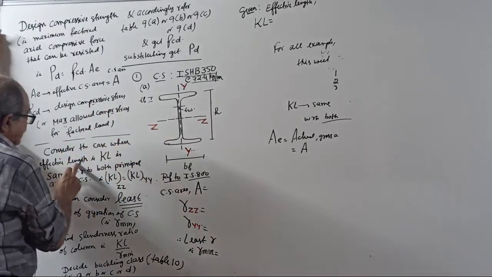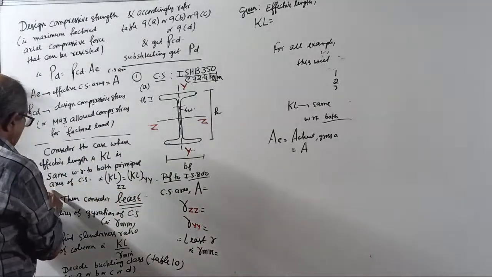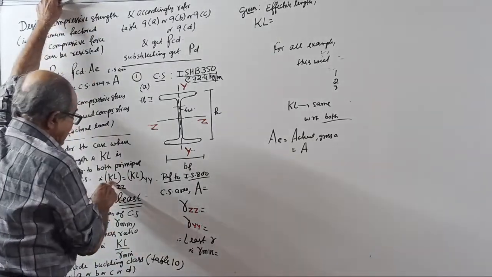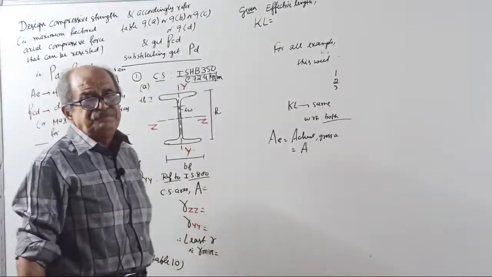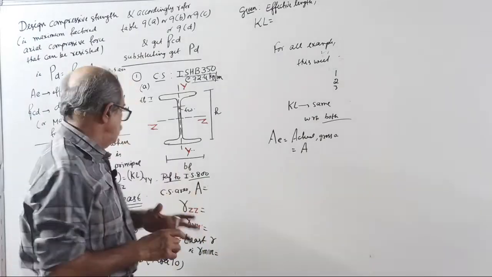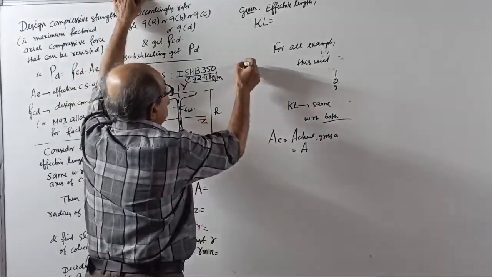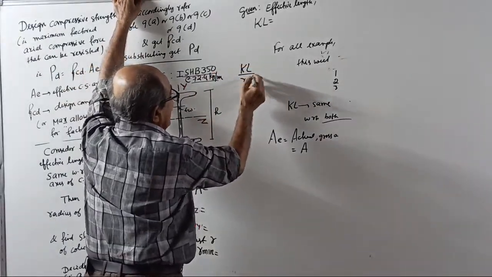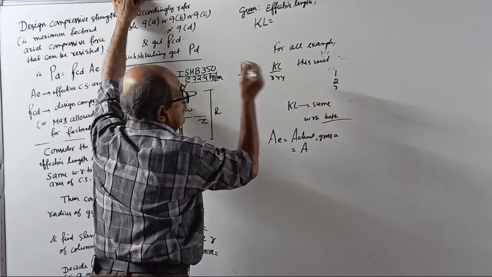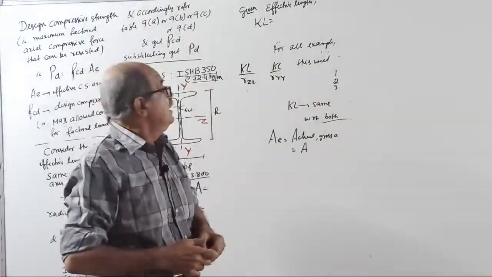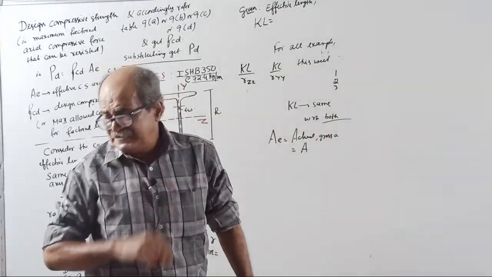Consider the case when the effective length KL is the same with respect to both principal axes of the cross section. That is, KL with respect to ZZ equals KL with respect to YY, or simply we will put KL. Then, if the effective length is the same, one of them is KL by RZZ and the other is KL by RYY. Tell me, which is stronger, which is weaker? It will be stronger when KL by R is more or lesser?